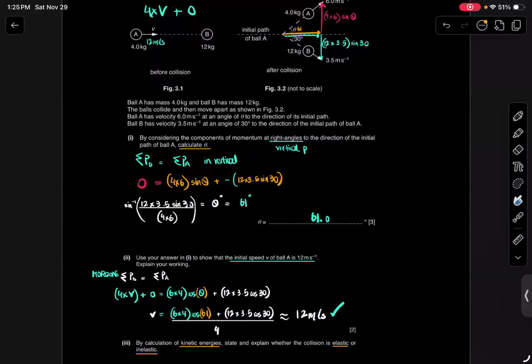Yes, Kaima, what do you think we should do? Any idea? Calculate the kinetic energy before and after. Absolutely, 100%. So you just have to check what is the kinetic energy before and what is the kinetic energy after, right?